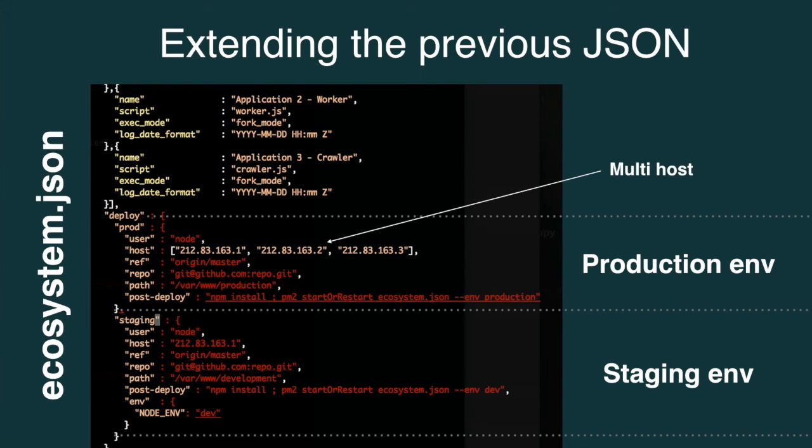What is the Git repository that must be deployed, the path, the post-deploy command. For example, if I deploy my code here, it will run an npm install to install all the modules, in case I have added some modules to my package.json. It will start or restart all the processes that are declared in the same file with the environment you want and so on. And you can also declare the environment variables that must be injected into your application, as you can see in the staging part, where there is NODE_ENV dev. It should be staging. Okay.